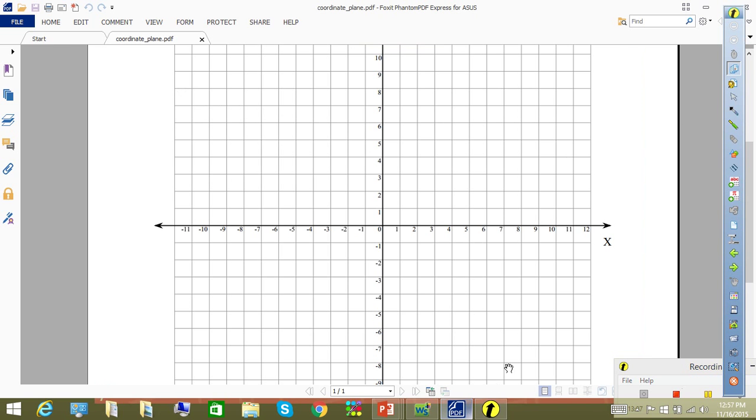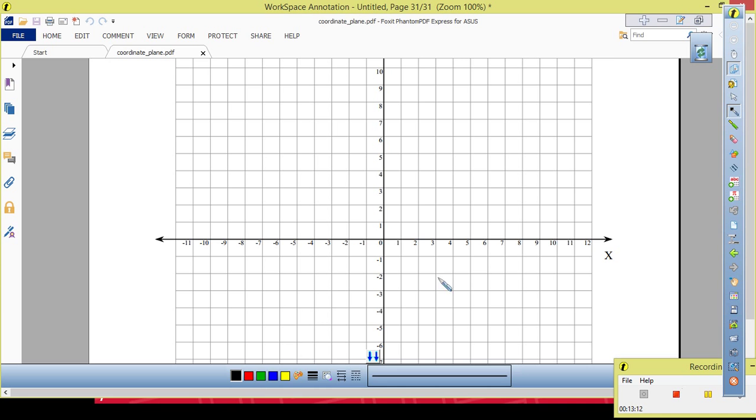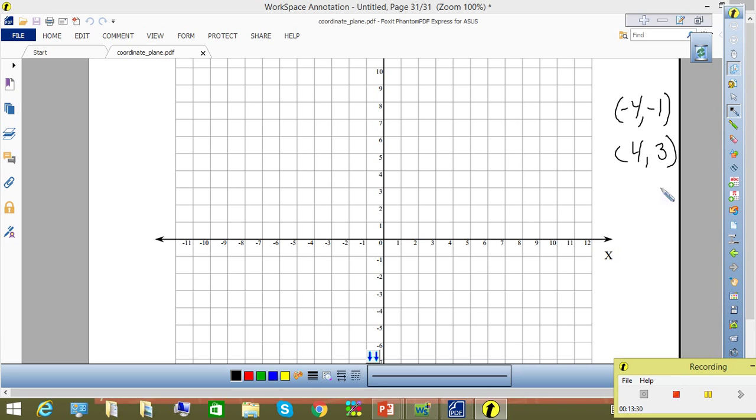So, get your coordinate plane, the big one in front of you. I'm going to give you 2 coordinates. I want you to plot the points first. The first point is -4, -1, and the other point is 4, 3. Plot those points, please. Go. All right, here we go. -4, -1, and 4, 3. You should be done plotting those points already, right?